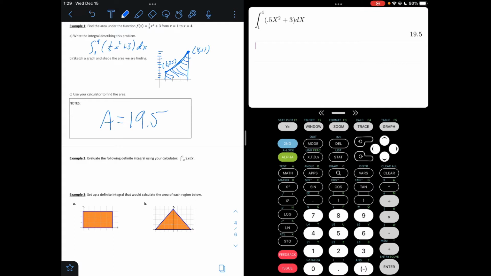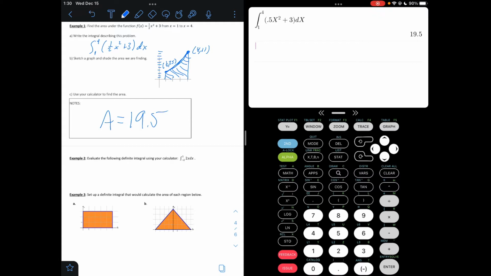Okay, so the calculator can give us a nice exact answer, not an approximation. But again, we could have used a trapezoid. If we didn't have this calculator right now, we could have used a trapezoid to approximate our answers. And that's something we'll talk about in our next topic from there.